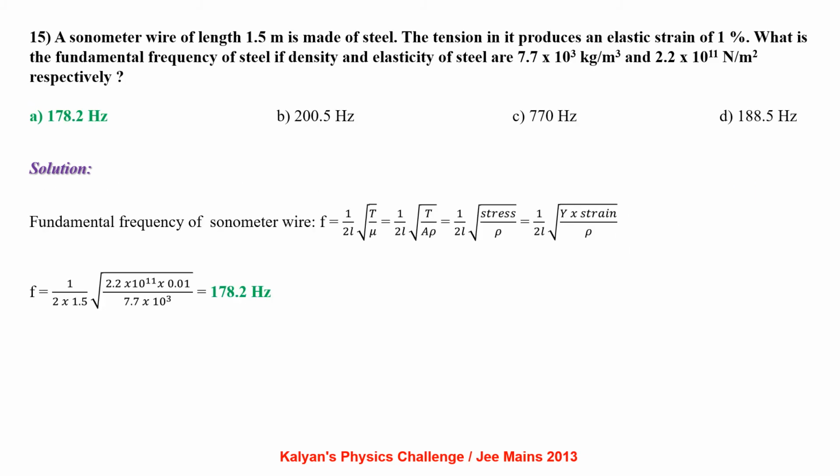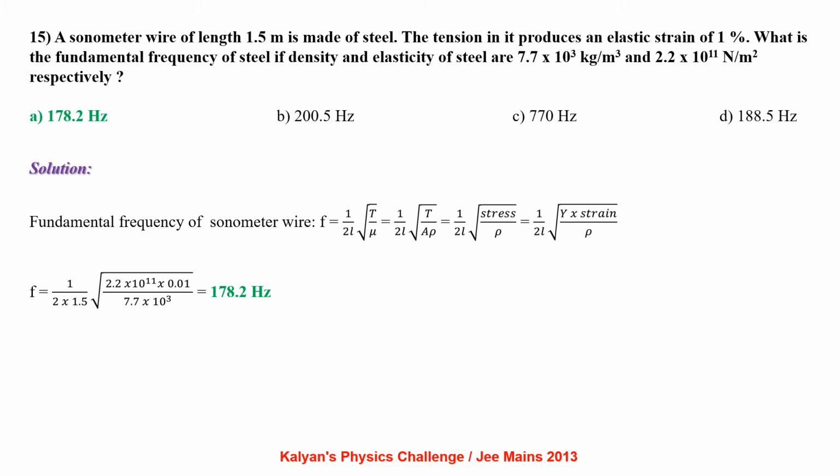A sonometer wire of length 1.5 meter is made up of steel. The tension in it produces an elastic strain of 1%. What is the fundamental frequency of steel? Density and elasticity are 7.7 into 10 power 3 kg per meter cube and 2.2 into 10 power 11 Newton per meter square respectively. Fundamental frequency of sonometer wire f equal to 1 by 2L root T by mu.